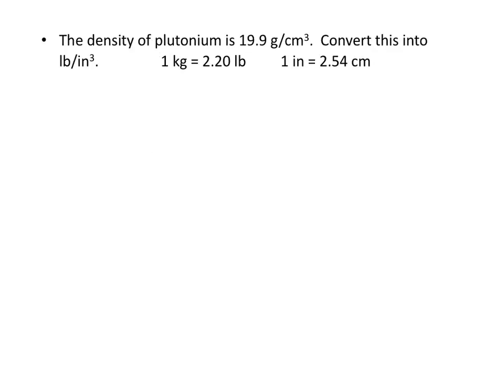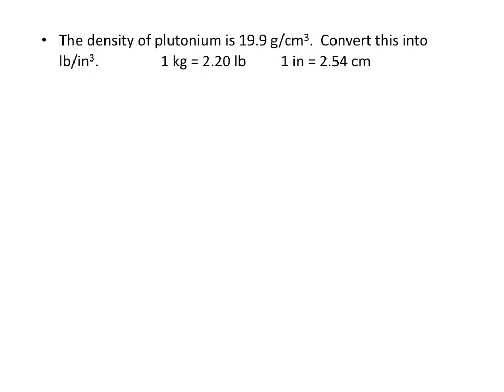All right, one more example. Now we're told that the density of plutonium is 19.9 grams per cubic centimeter, and I want to convert this into pounds per cubic inch. So I've got to get the mass from grams into pounds, and I need to get the centimeters cubed into inches cubed. So I've got to do a couple different things here.